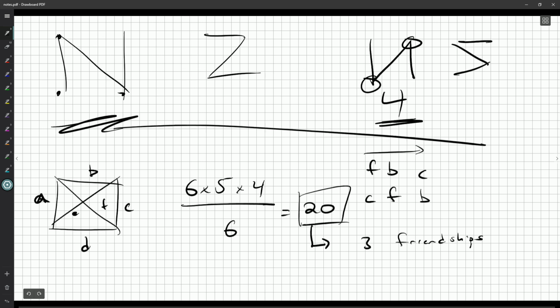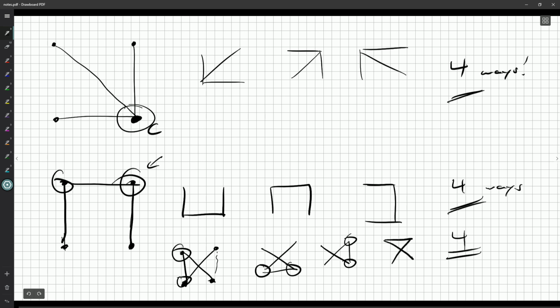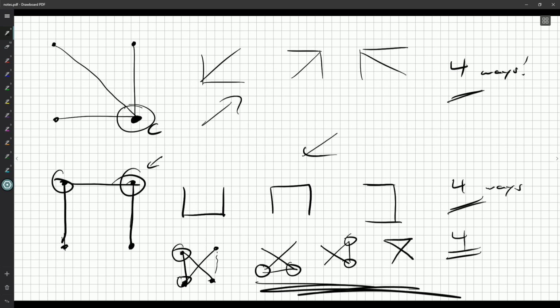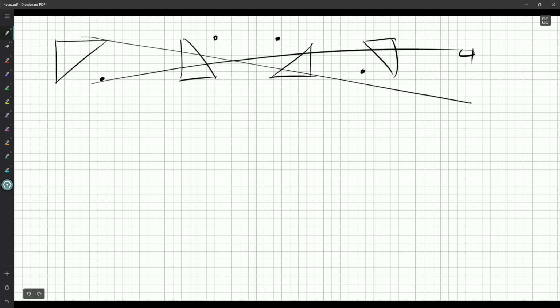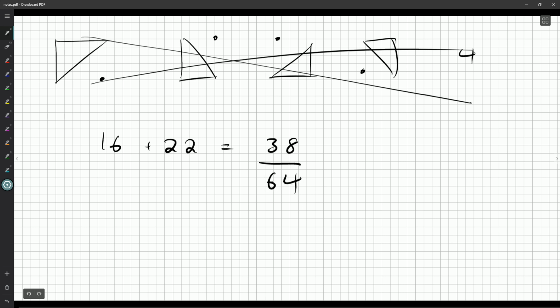These are all different. You know, the N's, Z's, and backwards ones, the buckets, the arrows, and the sort of crosses, I guess you might call them, or flags or something. But that's everything that involves just 3 of them. Okay? So that should be 16 of those, plus the 22 others, gives me 38. So 38 out of the 64 possible friendships.